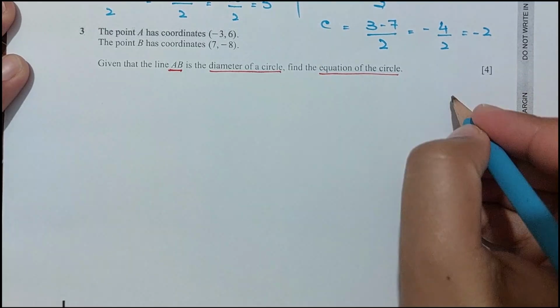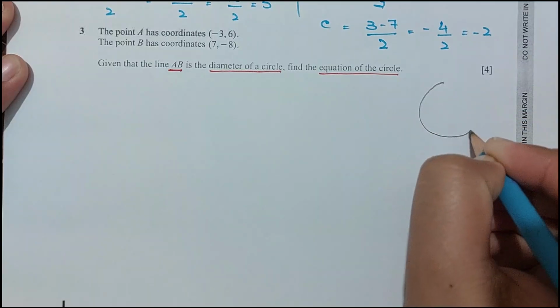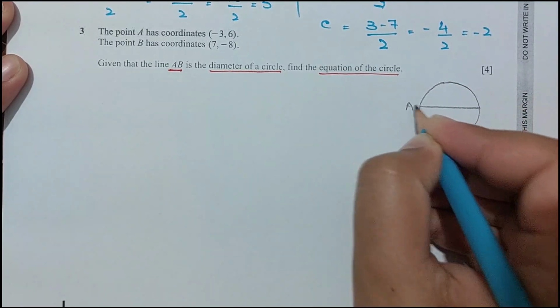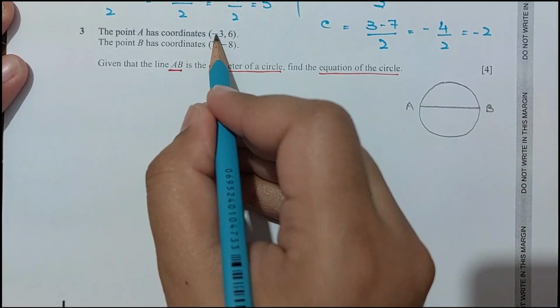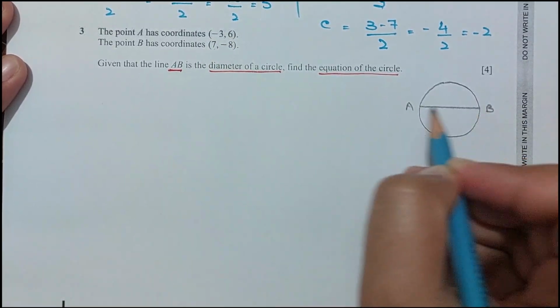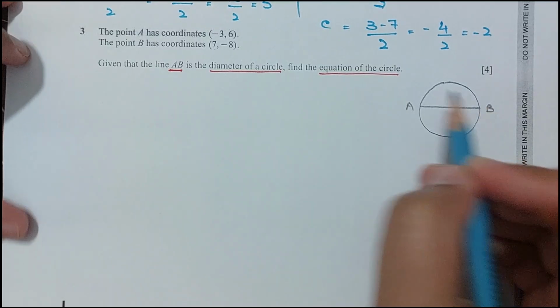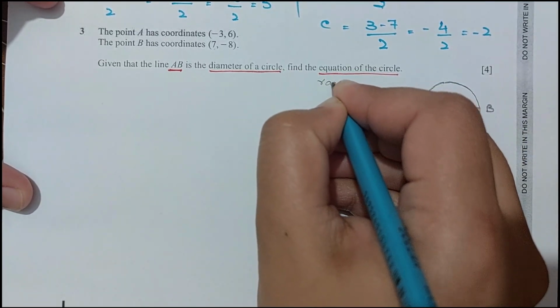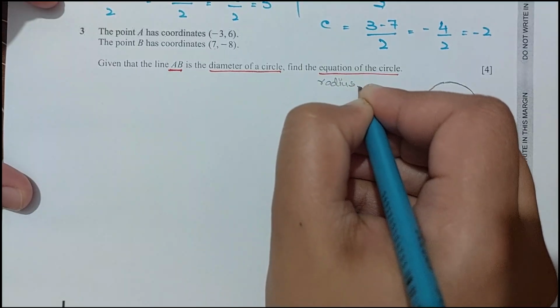Now let us visualize the situation. If I roughly sketch a circle, this is the line AB, with A and B. We have the coordinates of A, which is minus 3, 6, and B, which is 7, negative 8. This line is a diameter of the circle. We have to find the equation of the circle. For the equation of a circle, we need the radius and we need the center.